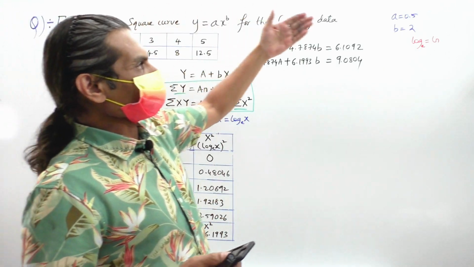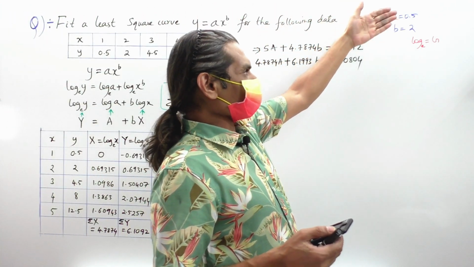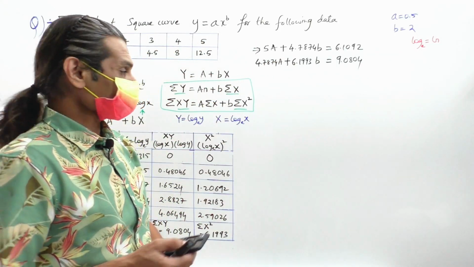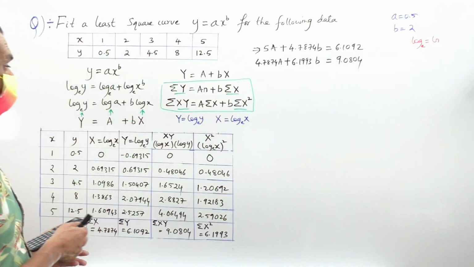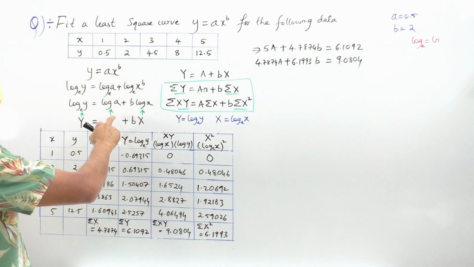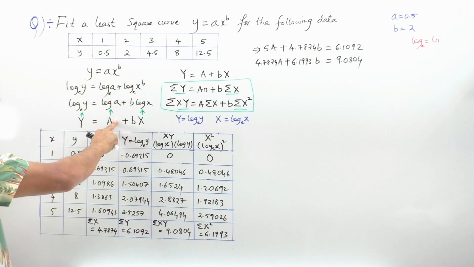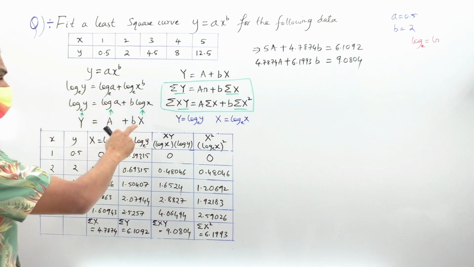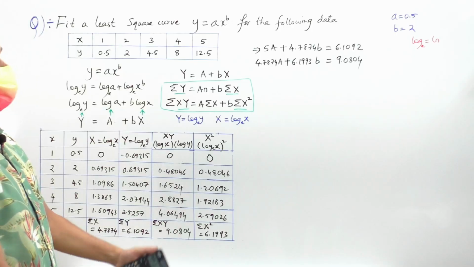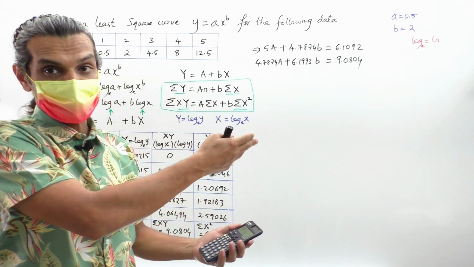As you know, from the calculator the value of A is 0.5 and B is 0.2, but you cannot directly put it in the equation. Why? Because here the capital A is the log of small a, and the value of small b is as it is. So you have to solve this and get the values.